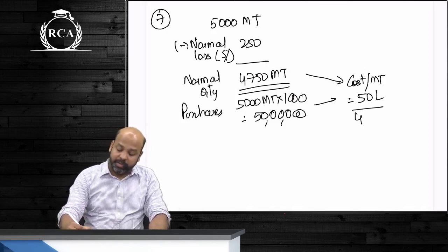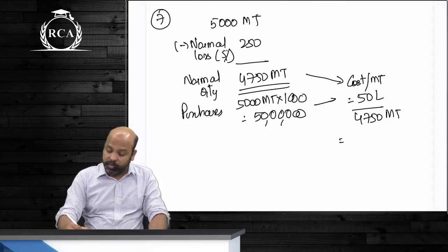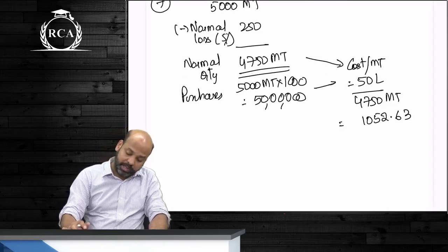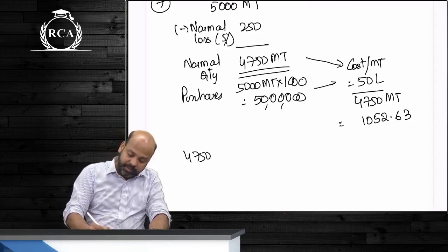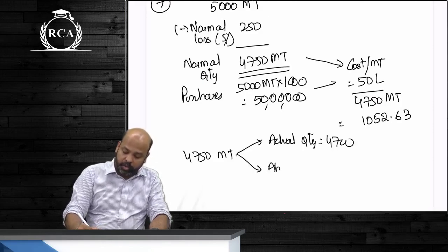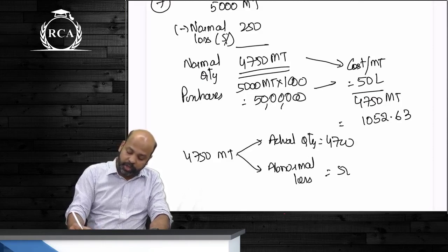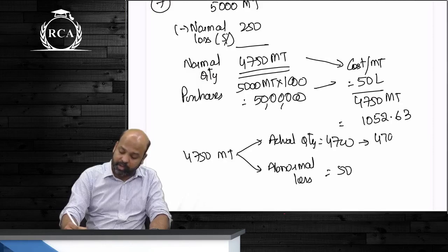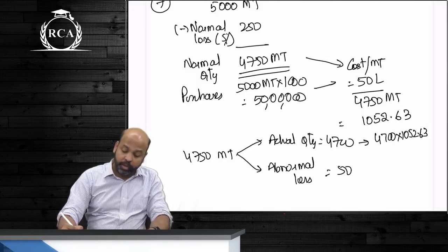50 lakhs divided by 4,750 metric tons. How much is this? 1052.63. Now guys, out of 4,750 metric tons also, beta, actual quantity is only 4,700. The rest, beta, will become abnormal loss. What will you do with abnormal loss? Transfer to P&L account. What do you think will be the cost of this, beta? 4,700 into 1052.63.